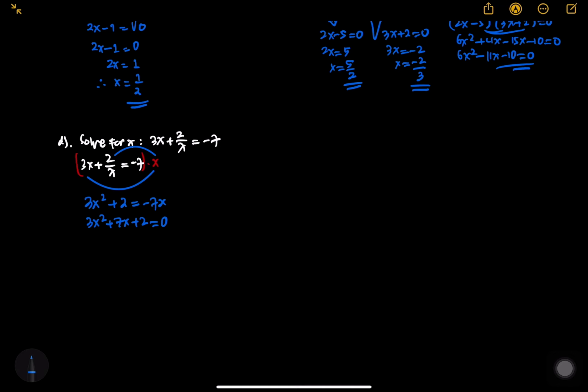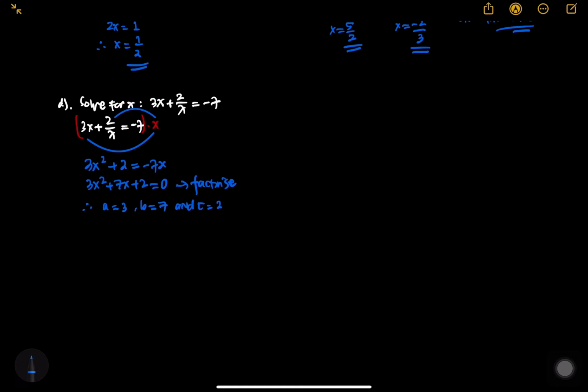So we have this already. We got this equation in quadratic form. So what is next? The next thing is that we have to factorize it. How can we factorize it? The first thing is you can see that we have a equals 3, b equals negative 7, and c equals 2. Be able to identify the value of each part in the quadratic equation, especially to find out a, b, and c.